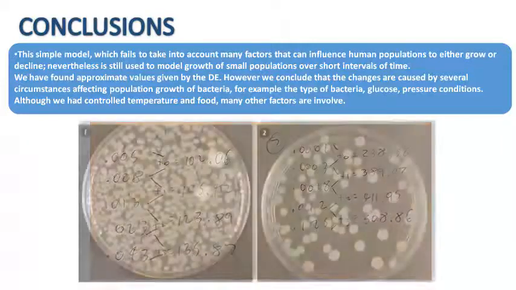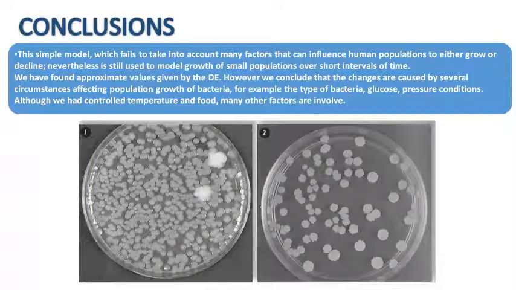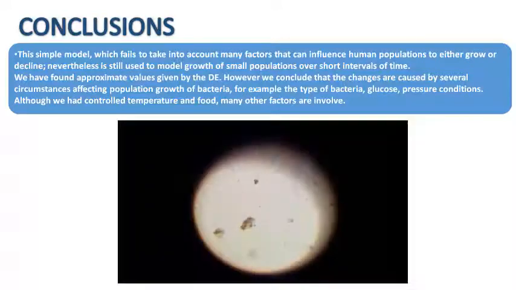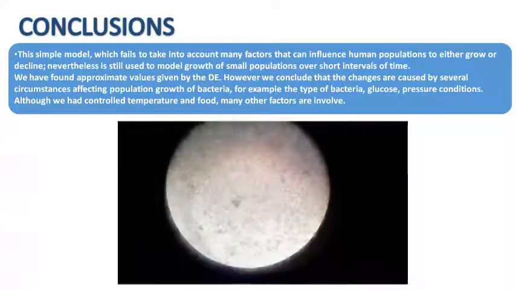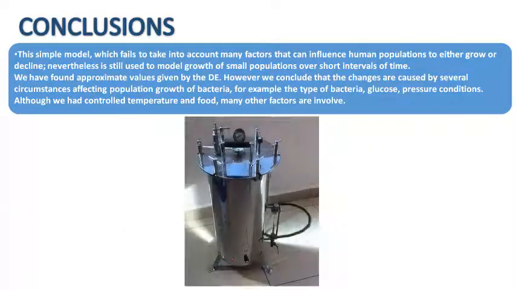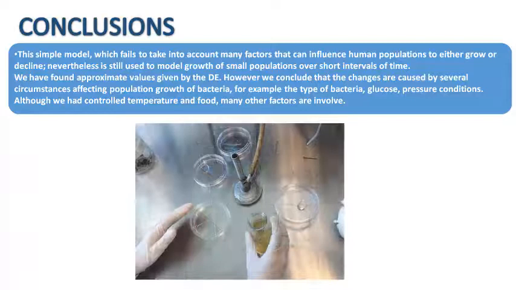However, we conclude that the changes are caused by several circumstances affecting population growth of bacteria. For example, the type of bacteria, glucose, pressure conditions. Although we have controlled temperature and food, many other factors are involved.